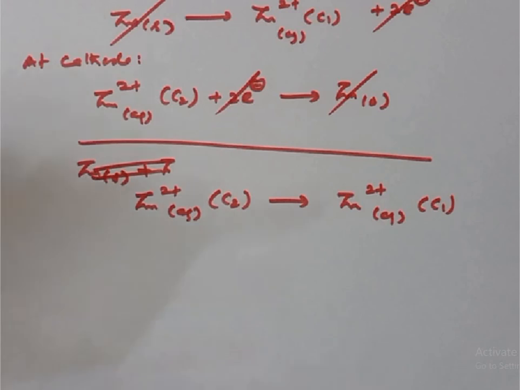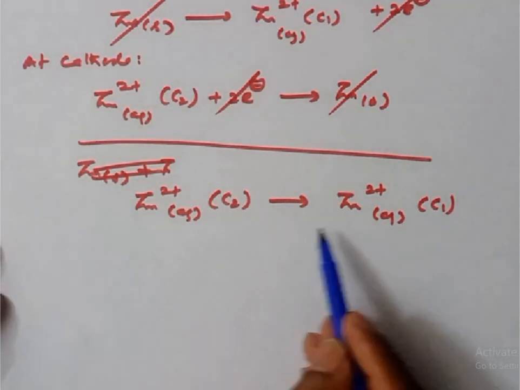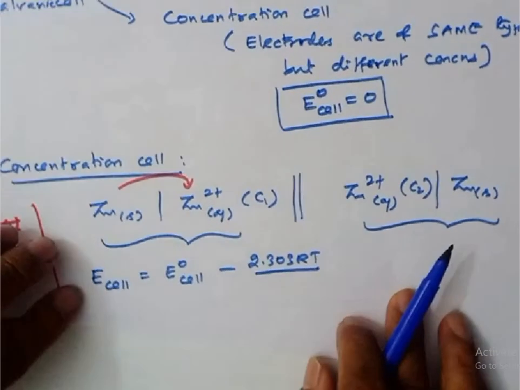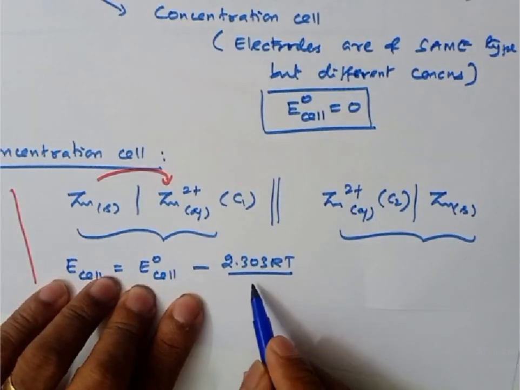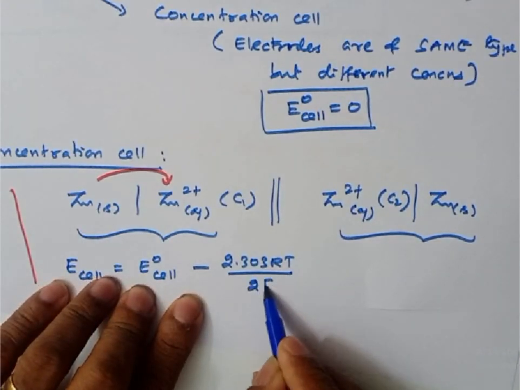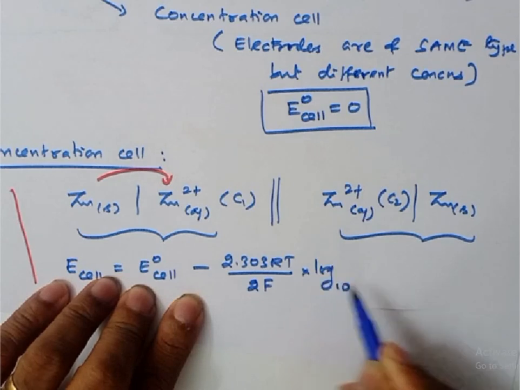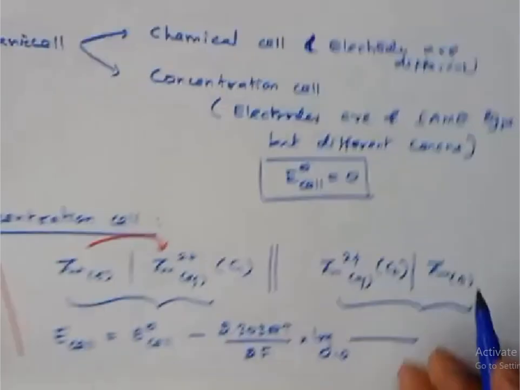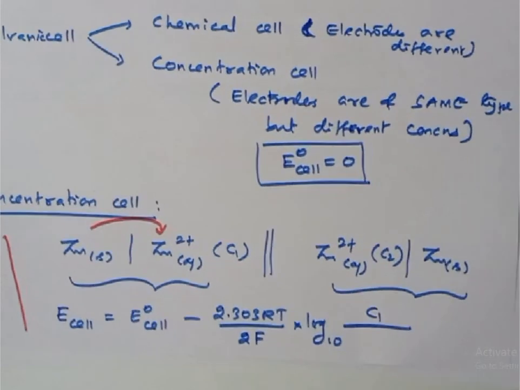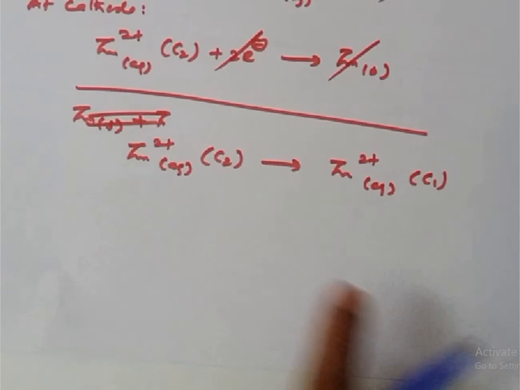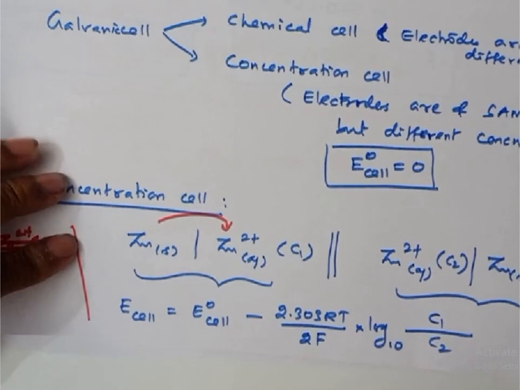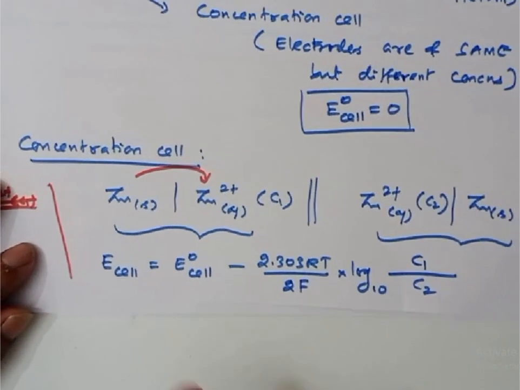And what is the Nernst equation for this? See, in the right hand side we have C1 concentration, in the left hand side we have C2. So in the Nernst equation, 2.303 RT by, 2 electron transfer takes place, so 2F log base 10. In the right hand side we have zinc ion concentration of C1, so I'll put C1 here directly, and in the left hand side we have zinc ion concentration of C2, so I'll put C2 here. See this, student? This is the cell potential.